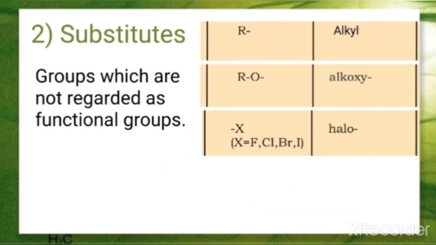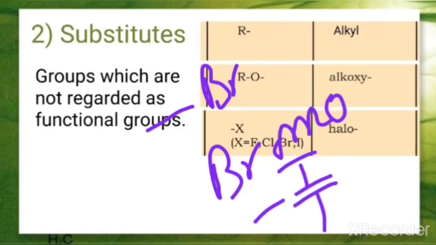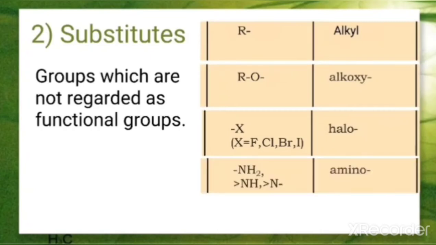What about Br? If Br is present, then it is called bromo. Similarly, if I is in the organic compound, then it is called iodo. So these are the substituents, and these are generally called halo, and we write X for representing the halo group in general. So it is also a very important part. The next one, we have some substituents like NH2, which is called an amino group. We will get the details of these when we do some practical examples.